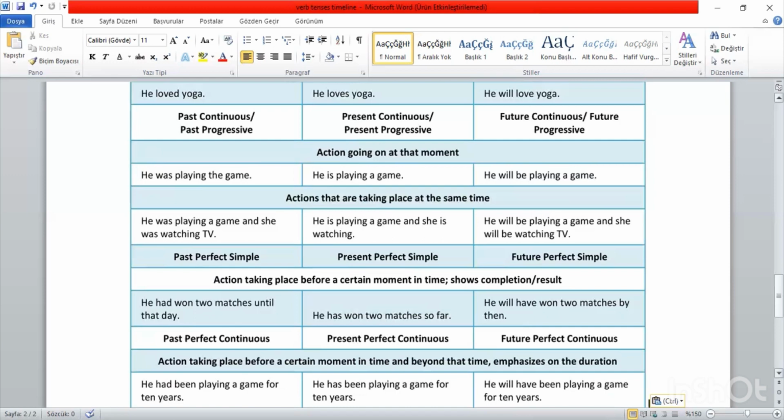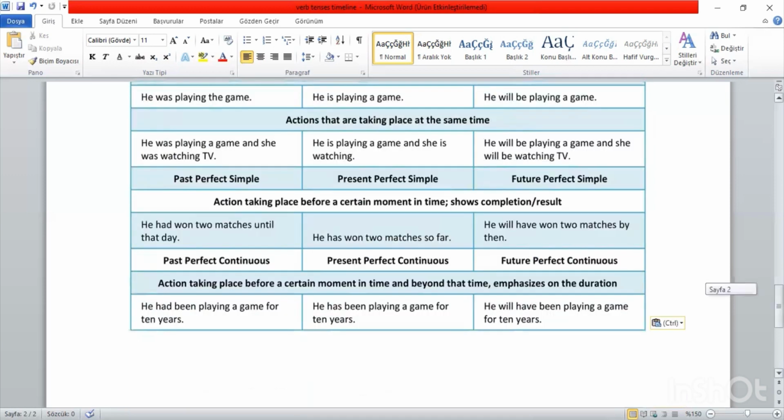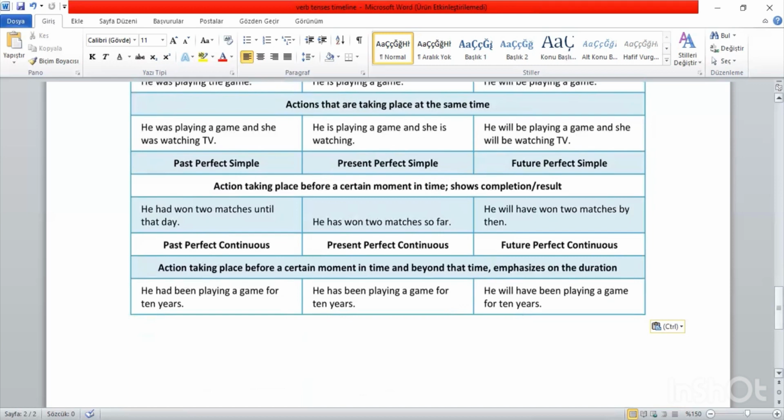It is happening at the same time right now, or in the past or in the future. He will be playing a game and she will be watching TV. This one is, again, happening at the same time in the future. And let's talk about perfect tenses.